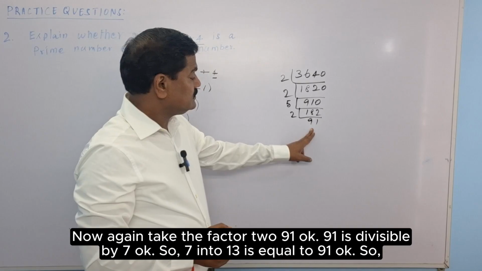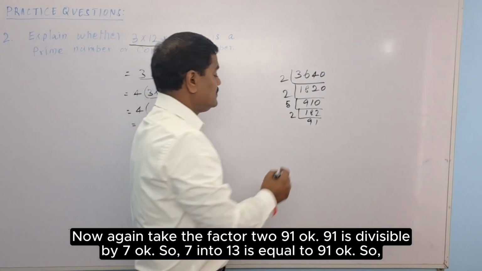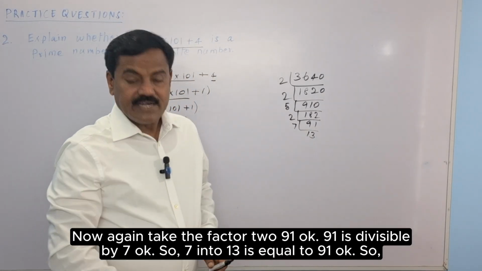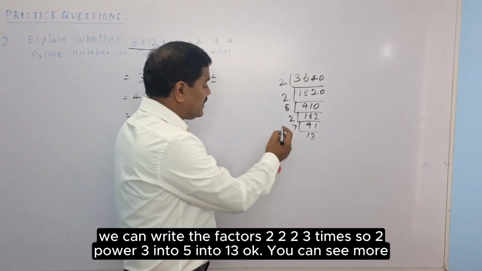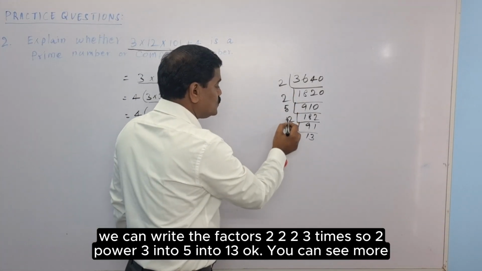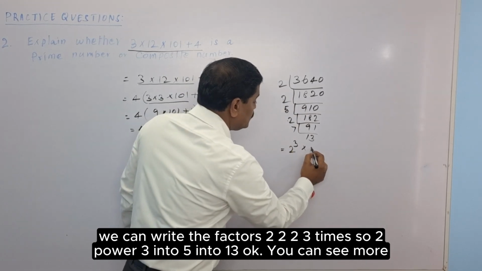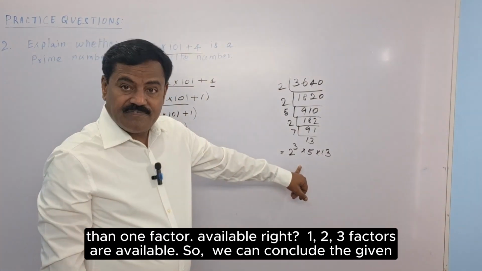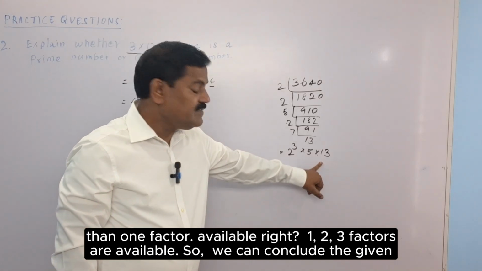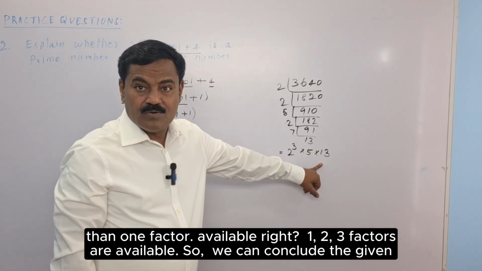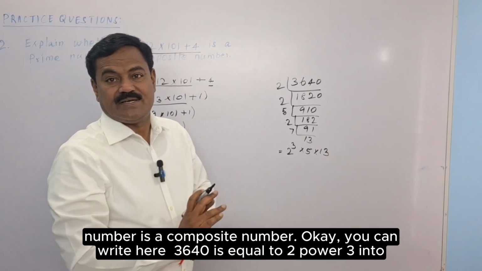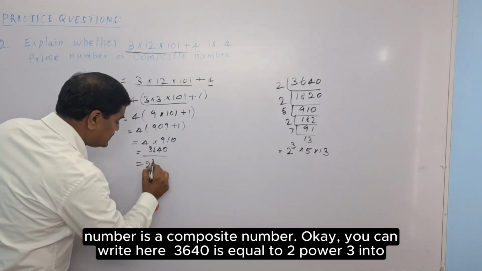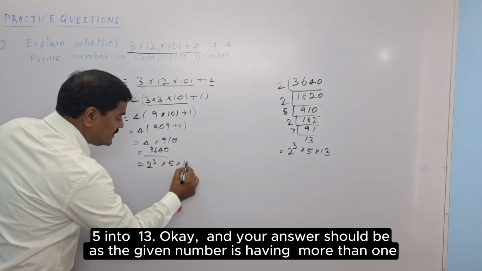91 is divisible by 7. So 7 into 13 is equal to 91. So we can write the factors 2, 2, 2, 3 times. So 2 power 3 into 5 into 7 into 13. You can see more than one factor available, right? 1, 2, 3 factors are available. So we can conclude the given number is a composite number. You can write here, 3640 is equal to 2 power 3 into 5 into 7 into 13.